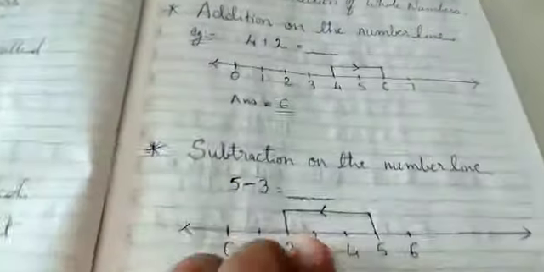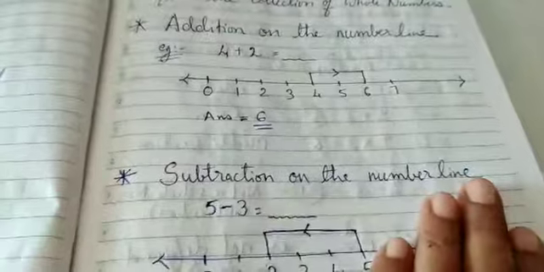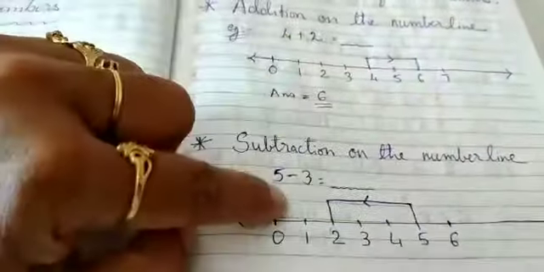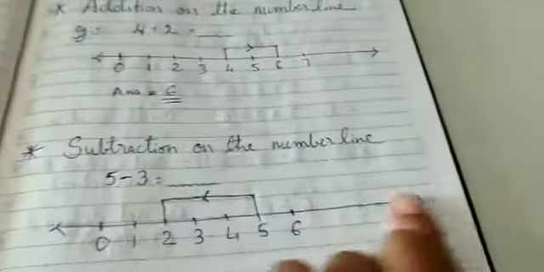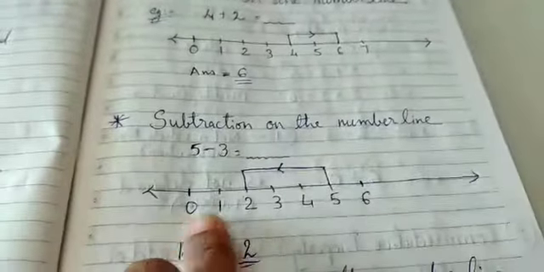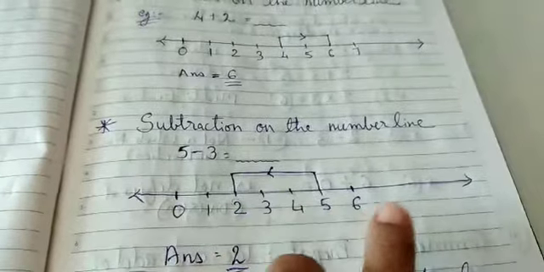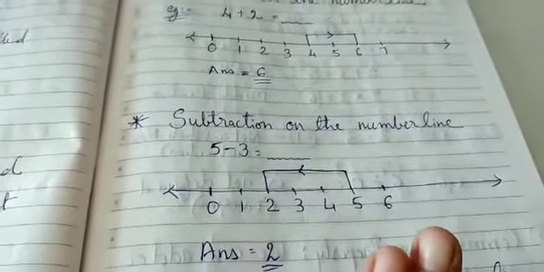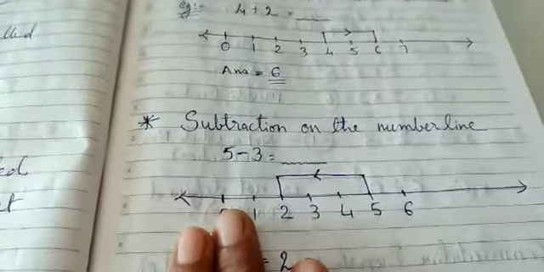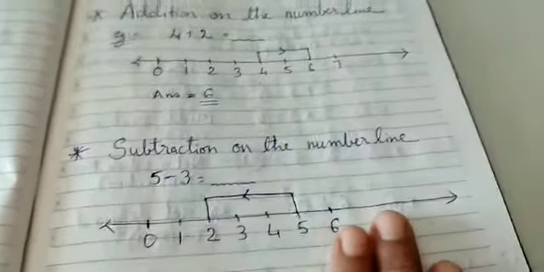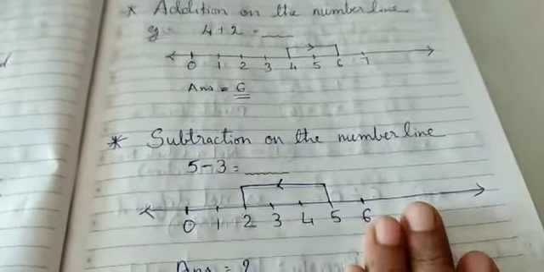Okay. So now we move on to the next topic, subtraction on the number line. Same as it is. There is only difference of the operator we are using. Plus, minus. 5 minus 3. Draw the number line. 0, 1, 2, 3, 4, 5, 6. I have taken 0 because 0 is a part of whole number. So we are starting with 0. All the positive numbers I have taken.